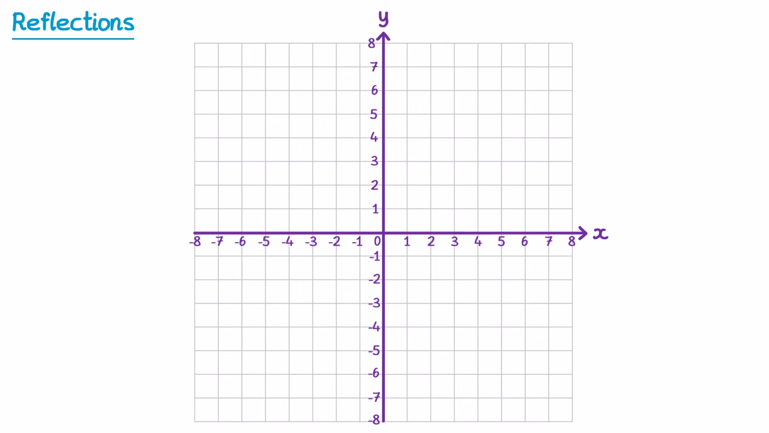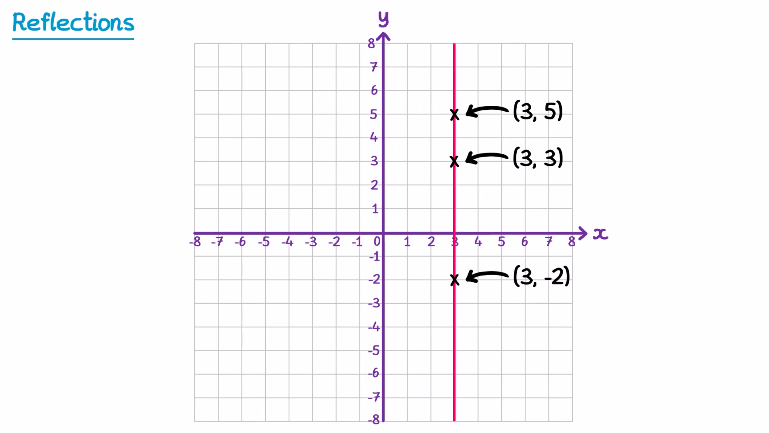Sometimes we need to do reflections on a coordinate axis like this. In order to do this, we need to know the equations of some lines. We'll start with this line here. To work out its equation, we're going to look at some of the points that are on this line. Starting with this point here, this point has the coordinate 3, 3. This point here has the coordinate 3, 5. This one has the coordinate 3, negative 2. And this one has the coordinate 3, negative 8.